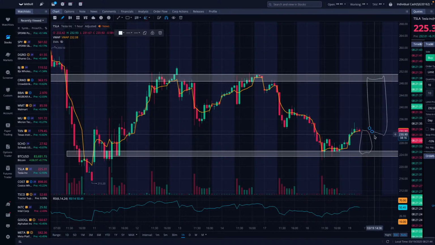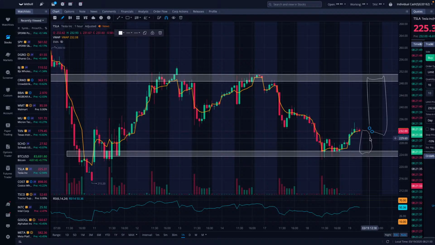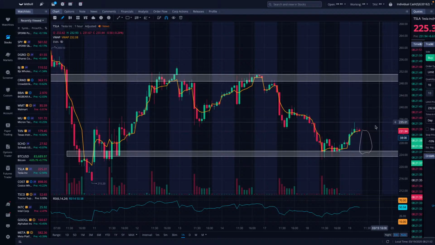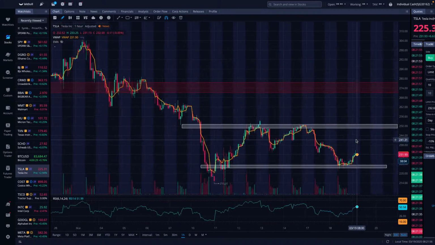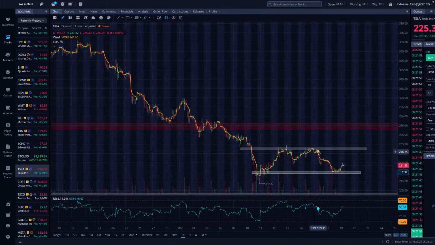So you're risking 7-8 points to try to make 230 to 250. That's 20 points. That's a better R&R ratio if you're trying to trade that right there. So definitely be cautious. I'm buying them more long term. I'm waiting for the swing back up to 300, 400, 500. But it's really up to there right there.